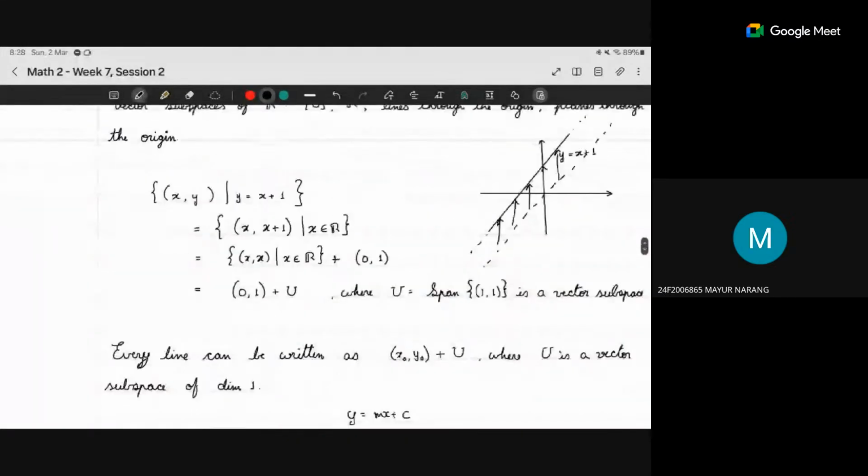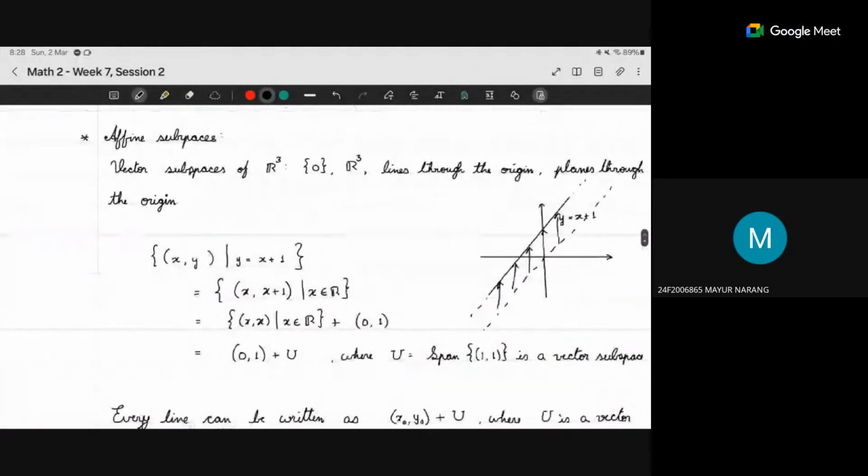And to visualize it, you look at this line y is equal to x plus 1 or the plane x is equal to 1. So let's focus on y is equal to x plus 1. It is not a vector subspace because it does not pass through the origin; 0, 0 is not a part of that set. But it can be written as 0, 1 plus the line y is equal to x, or x comma x, the span of 1 comma 1, whichever way you want to see it.